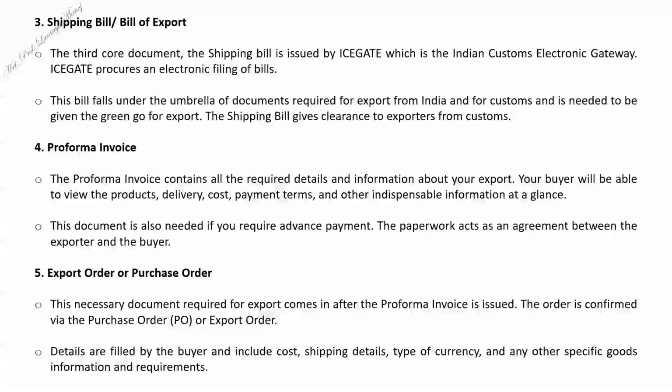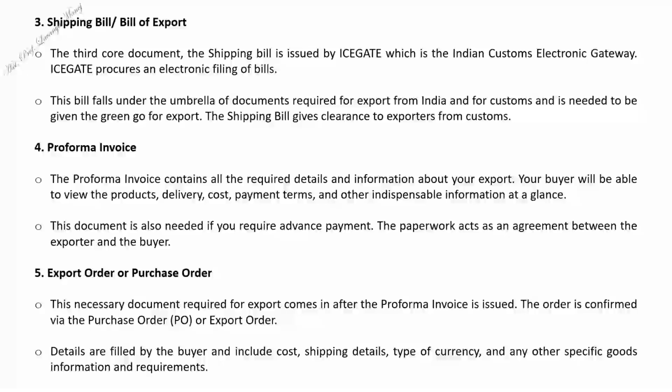The one who generates this pro forma invoice is the seller of the product. This invoice contains all the required details and information about the export. So the buyer will be able to view the products, delivery cost, payment terms, and other indispensable information at a glance. This document is also needed if you require advance payment. The paperwork acts as an agreement between the exporter and the buyer. That is the seller. The exporter generates this document.